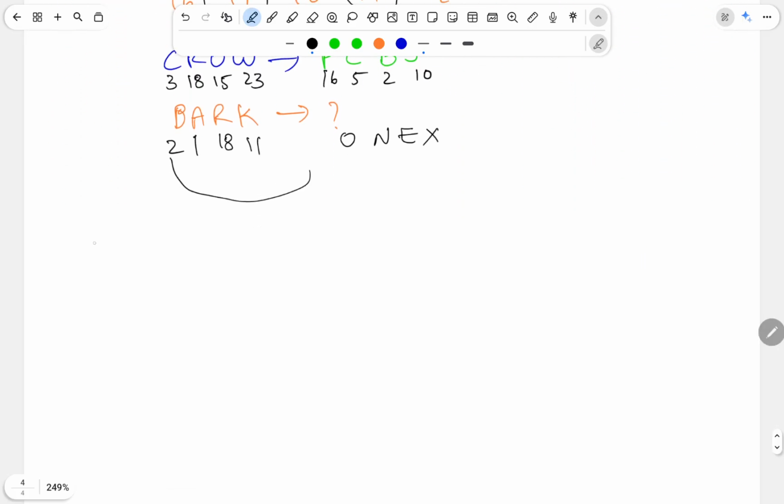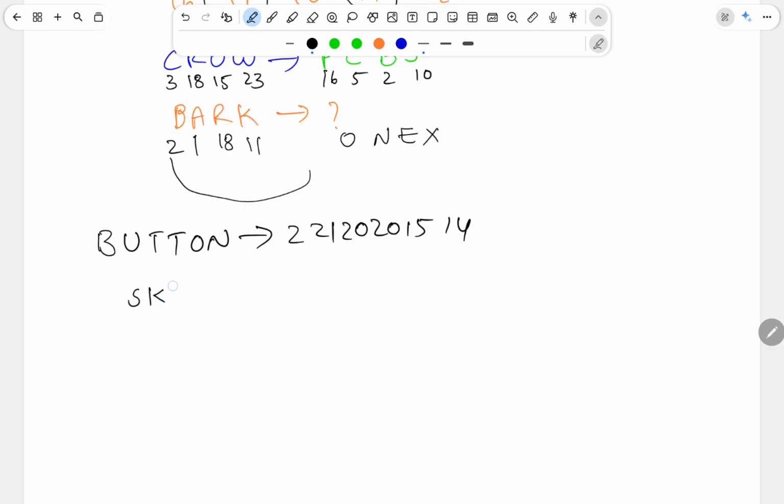Letter or number. Suppose they say button, which is coded as 2, 21, 20, 20, 15, 14. Then if they ask about sky, see here a 6-letter word is given, but they are asking about a 3-letter word. So be careful. First of all, it is not mentioned that we have taken the corresponding letters of the button, but how to differentiate? If you know the alphabet numbers prior, it becomes easy.